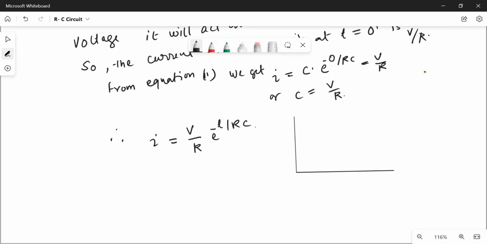When the switch is closed, the response decays with time, e to the power minus t by RC. So here tau is equal to RC. RC is equal to the time constant. After 5 time constants, the curve reaches 99% of its final value.